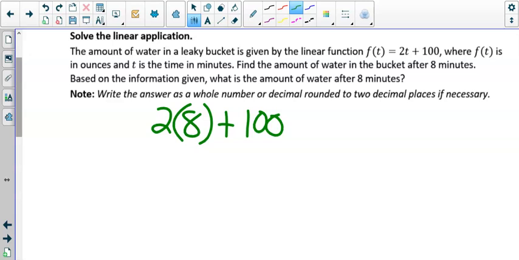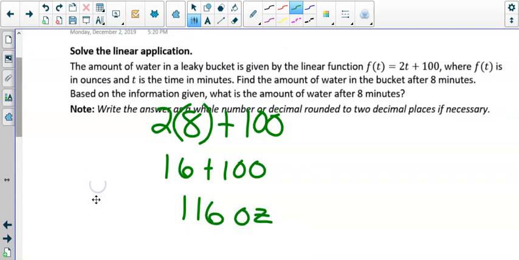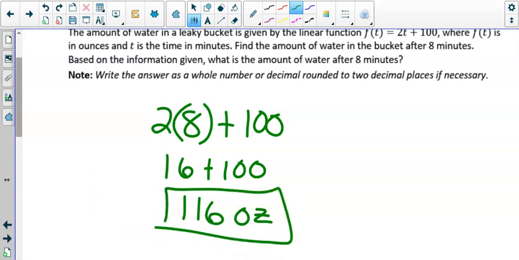what our answer is. What's 2 times 8? And 16 plus 100. So 116 ounces. Cool beans? See, not that crazy. Yeah, not that one. All good? Okay.